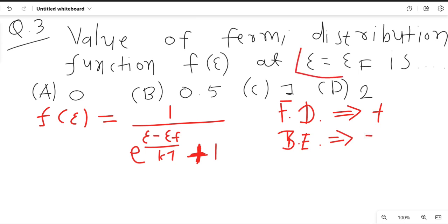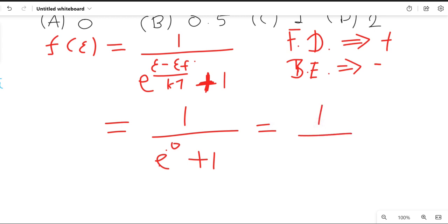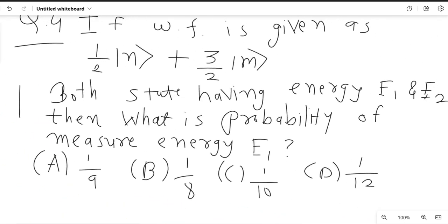You are given E equals EF, so simply substitute E equals EF here. You will get 1 upon e raised to (E minus EF), both are the same, so it will be 0, plus 1. Anything raised to 0 will be 1, so 1 upon 1 plus 1. So it will be 1 by 2, and 1 by 2 is nothing but 0.5. So the correct option will be 0.5.